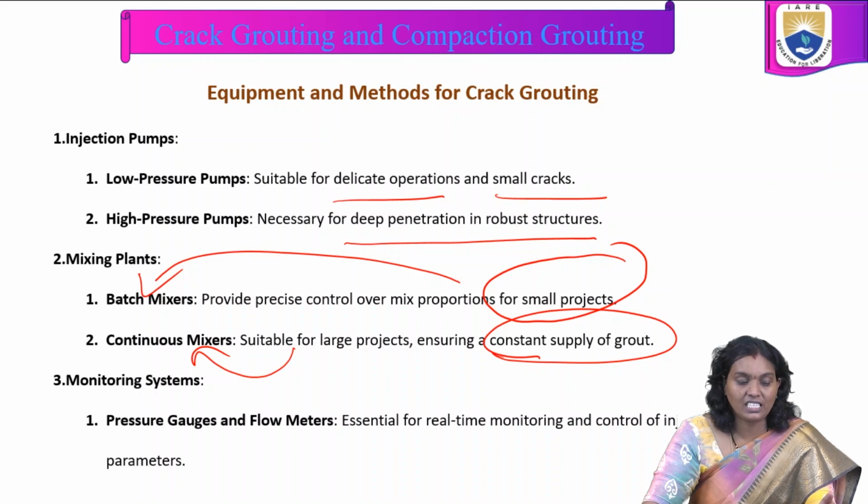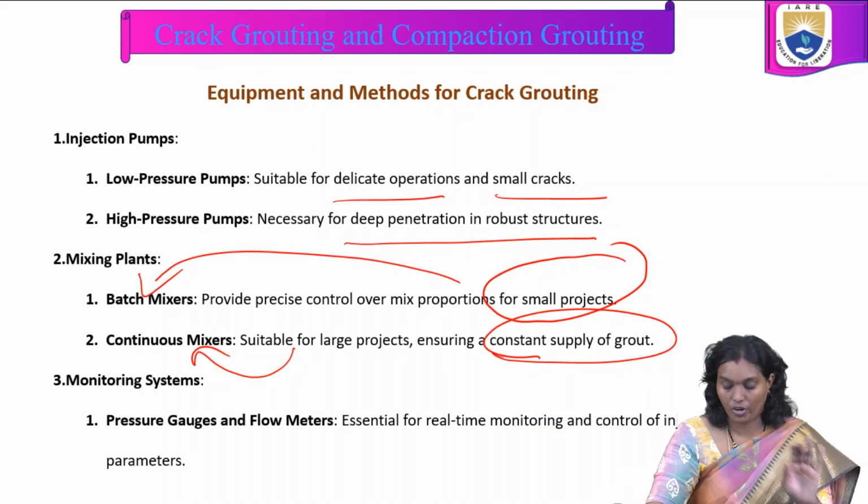The pressure gauge is essential for real-time monitoring and control of injection parameters. It is very, very important. As per the design limit, whether the process is going properly or not, we are going to monitor.